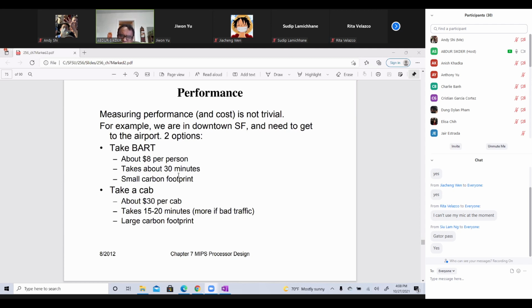But is it 30 minutes by BART from downtown? Sure, maybe, there are lots of stations. It depends on your situation. If you are in a rush, or if you arrive at the BART station on time, okay, maybe you wait a couple of minutes. Sometimes you have to wait 15 minutes for the airport train. So you see there are a lot of variables here to make a decision.